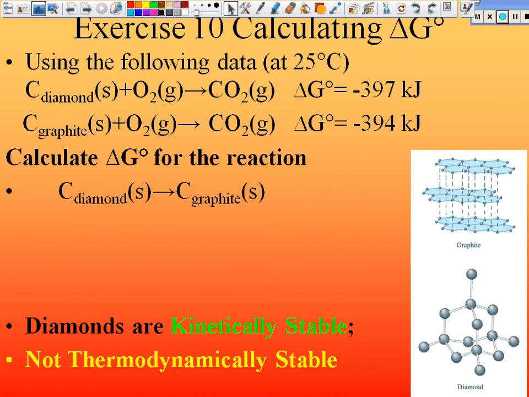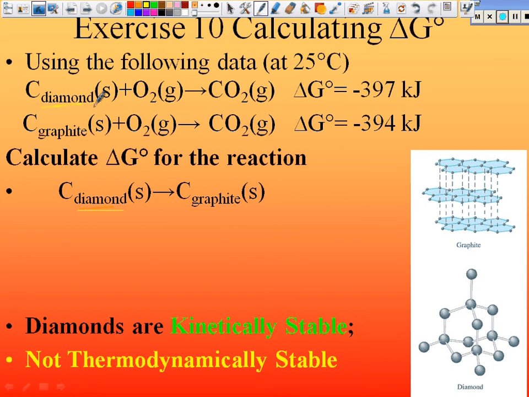But here's the deal. We want to know how much energy is required to go from diamond to graphite. So here's the deal. I've got graphite as a reactant. I've got diamond as a reactant. Does either one of these two have diamond as a reactant? Which one? The top one. So do you agree that that one's locked into place? Okay.